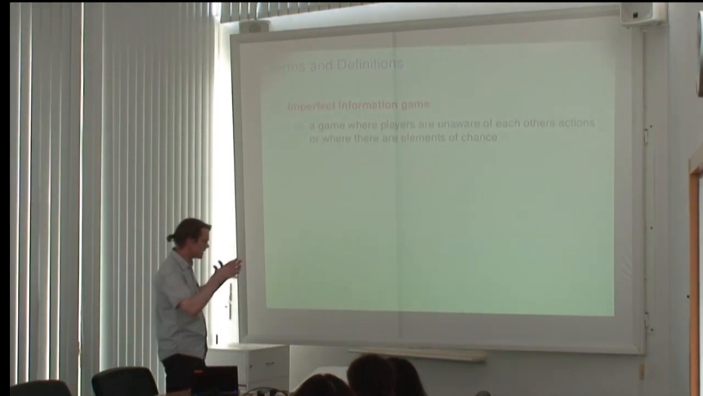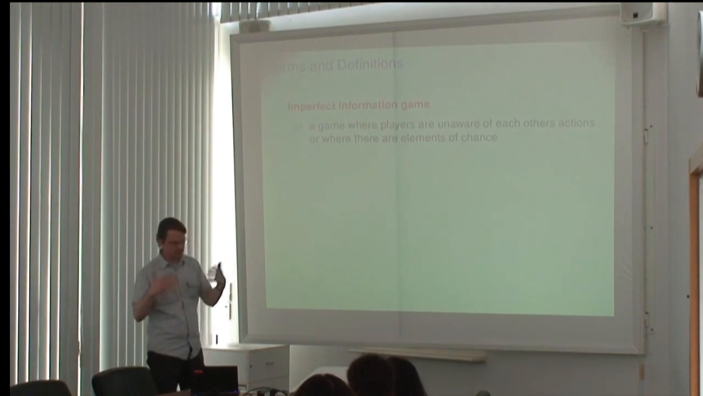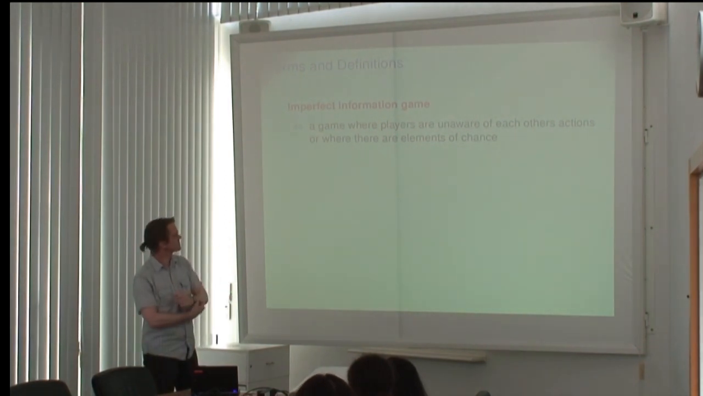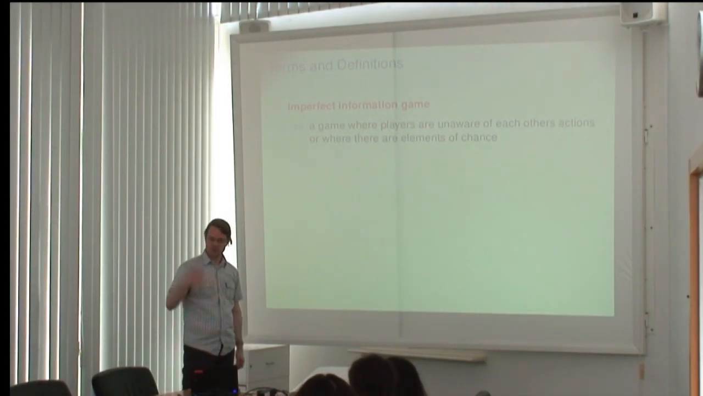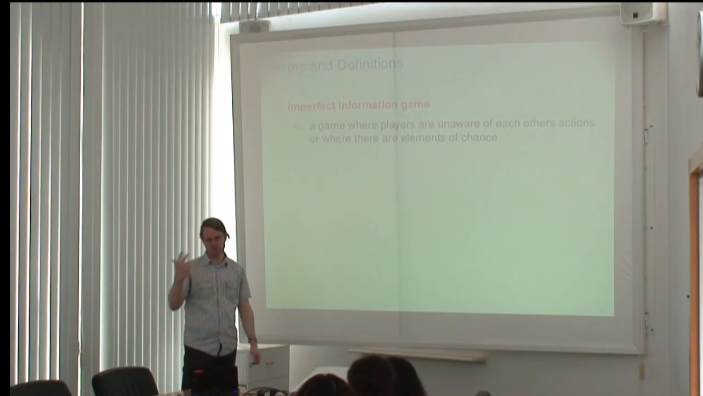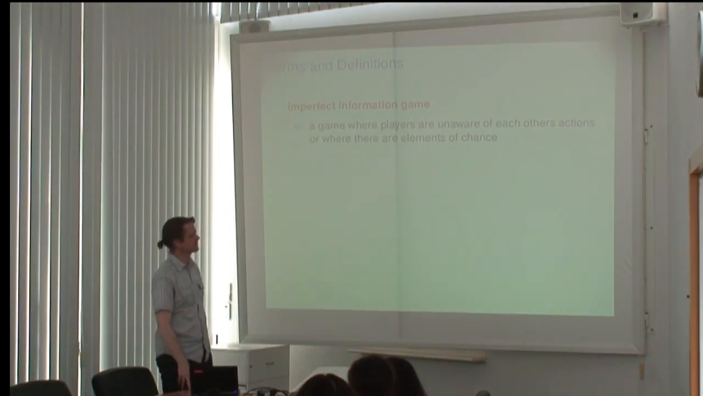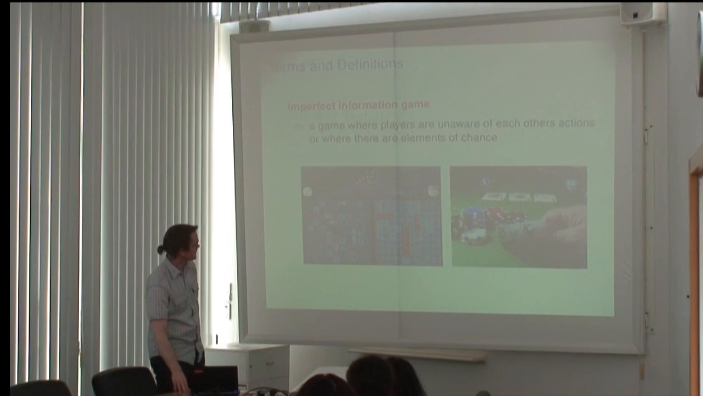And again, this idea of imperfect information with respect to games is such that an imperfect information game is a game where players may be unaware of the situation of the other player, holding some cards in their hands and maybe rolling a dice.